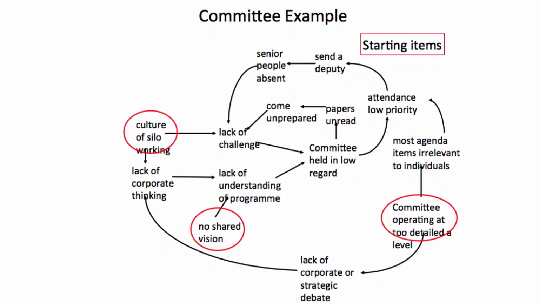So it really shows you that these are two issues that need to be addressed, and then surrounding them are all the reasons and the ways in which you can start to understand them and think about action that can be taken. The starting items are that there was a culture of silo working and there was no shared vision. Well, those are big corporate organisational issues, but you can feed those up. And then for this committee itself and for the chair, they could see the committee was operating at too detailed a level, so they can take some action on those things.